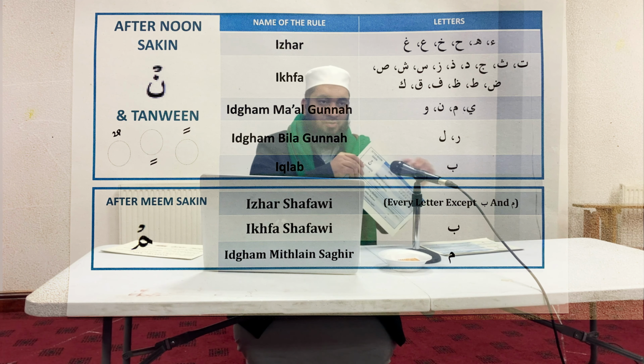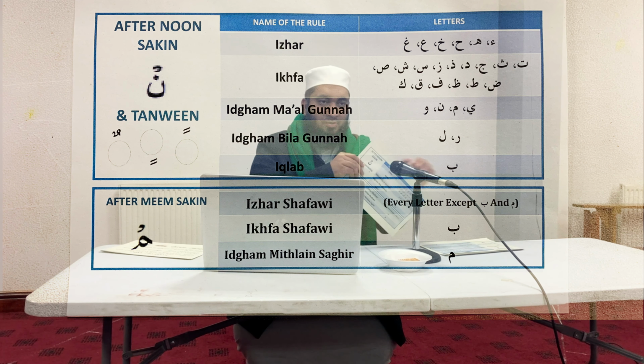So we went through all the definitions many times. What we can't remember is the letters and the rules. So if you keep them in front of you, and practice a few times, inshallah, it will be easier to remember. And then we found mim sakin. Whenever you see a mim with a sakin, there are 3 rules: either izhar shafawi, ikhfa shafawi, or idgham mithlain saghir.